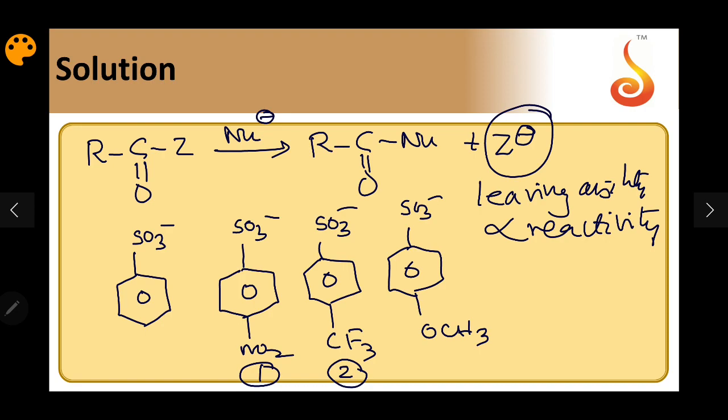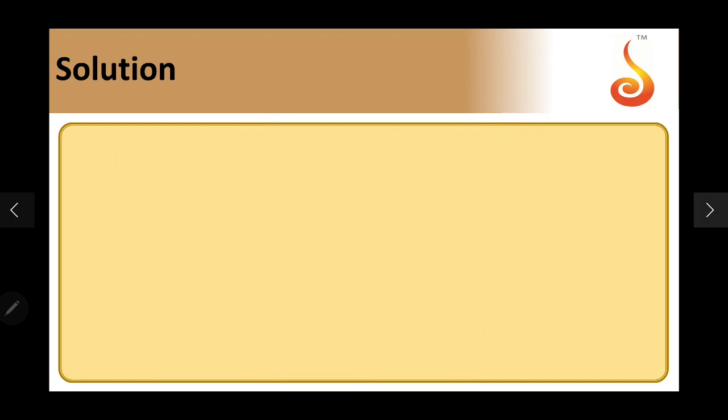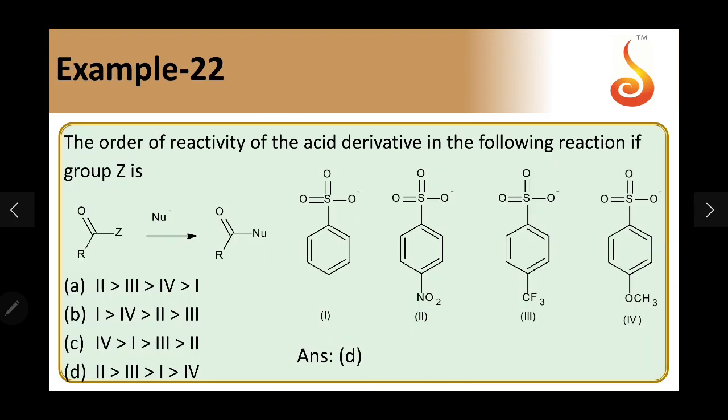Then OCH3 acts as a plus R group. It is destabilizing the sulfonate ion. So it is the least, that is the fourth one. So the third one has to be the first one. So the answer according to this should be 2 greater than 3 greater than 1 greater than 4. 2, 3, 1, 4 should be the answer. So we'll see the options. Answer should be 2, 3, 1, 4. It is D.